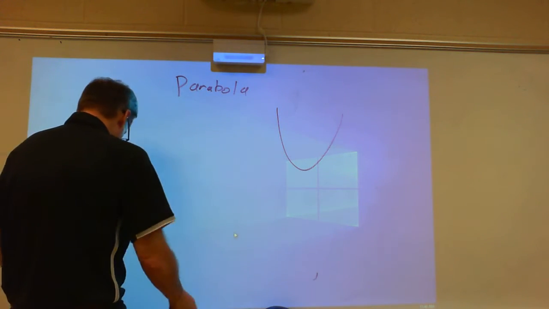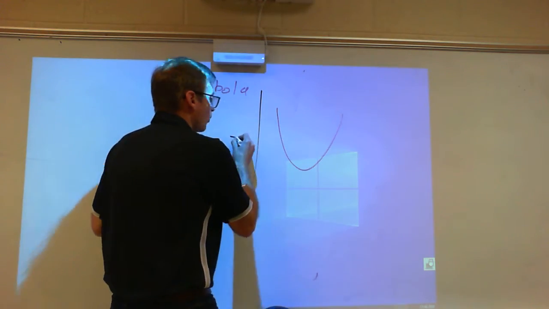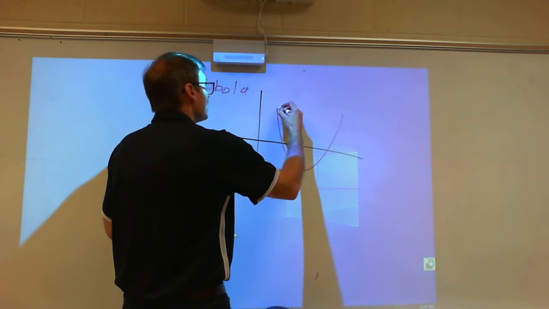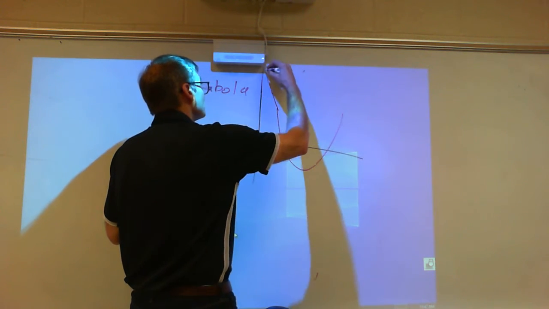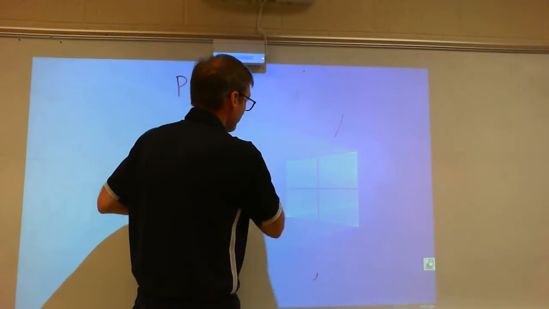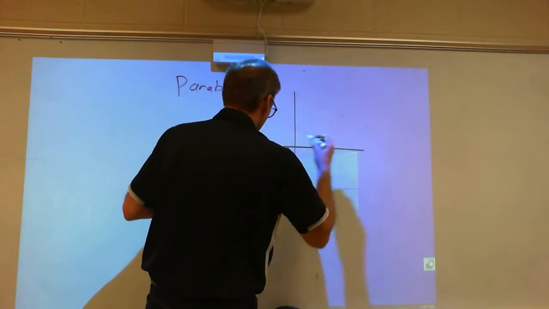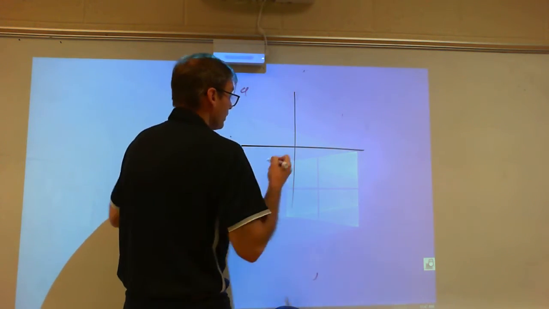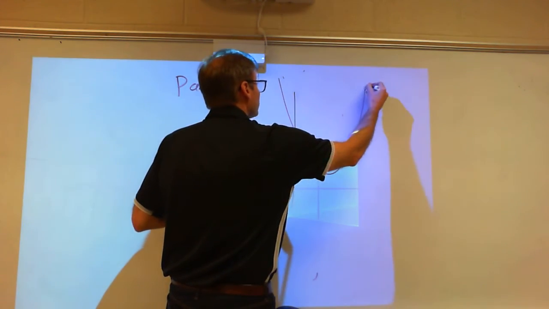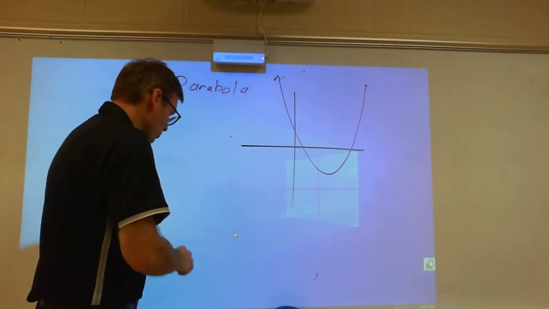You really can't just talk about a parabola unless you've got a coordinate plane. So I'm going to draw my coordinate plane and finish the parabola. And actually, here's our little grid. And here's my parabola. And now let's talk about the parts. And you may already know about these from Algebra 1 class.